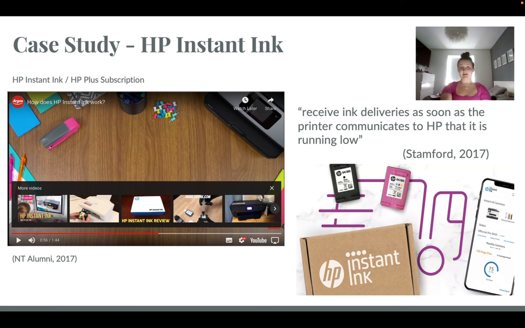HP Instant Ink, more recently known as the HP Plus subscription service, uses the Internet of Things to forecast, plan, and automatically replenish ink cartridges for customers through a new supply chain fulfillment model. This just-in-time method of distribution is enabled by effective and reliable software. In the words of a HBS student, the ink just arrives.